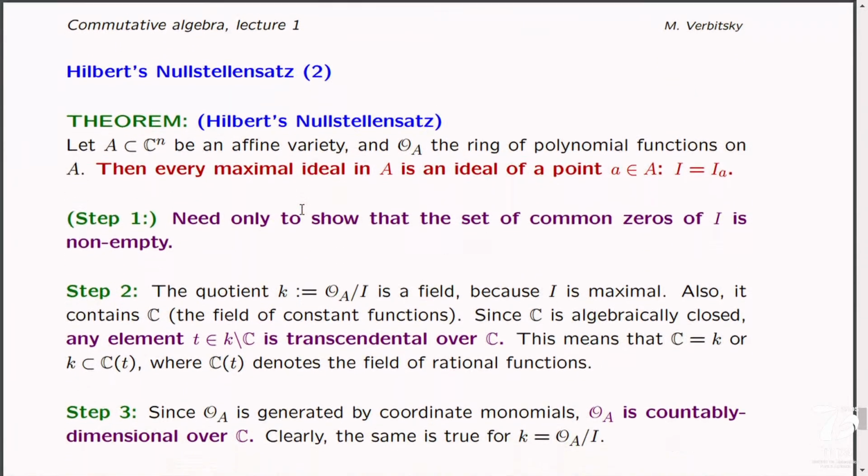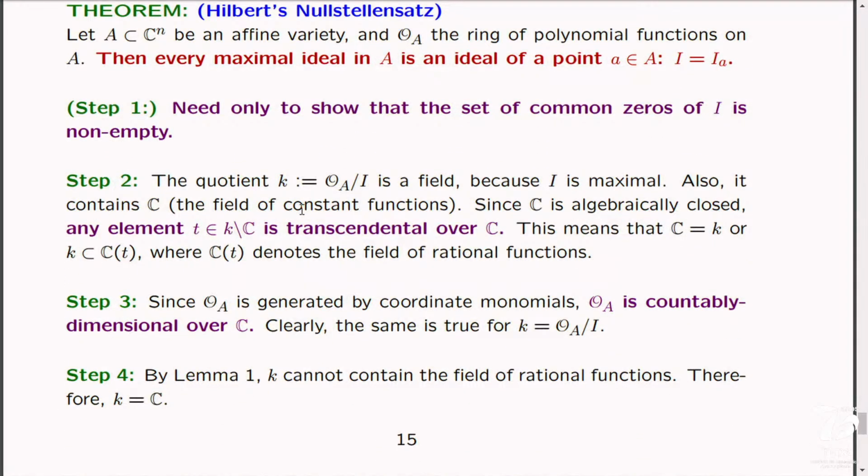So now we're almost done with the Hilbert Nullstellensatz. It says that if you have a maximal ideal in a ring of polynomial functions on an algebraic set, then this maximal ideal is the maximal ideal of a point. So I'm going to produce this point in the end.